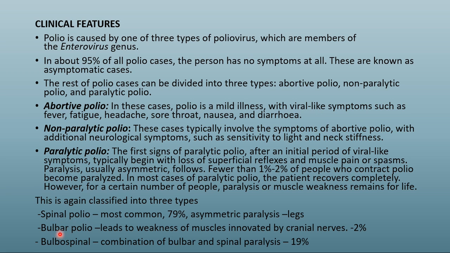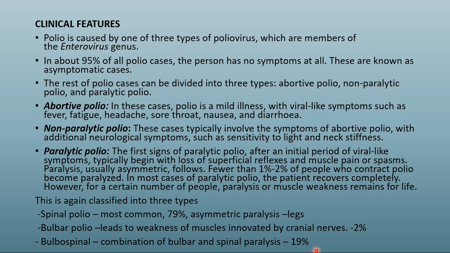Then the second type is bulbar polio, which accounts for about 2% of the cases and leads to weakness in muscles innervated by the cranial nerves. Then the last one is bulbospinal, a combination of bulbar as well as spinal, where the legs and everything else can be paralyzed, and this is seen in 19% of the cases.